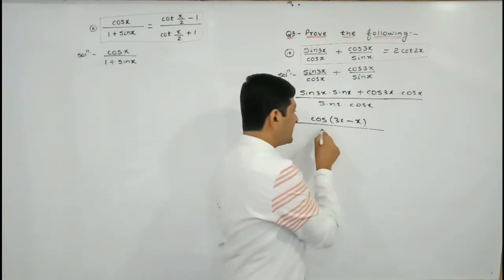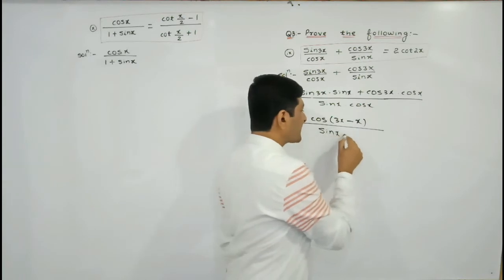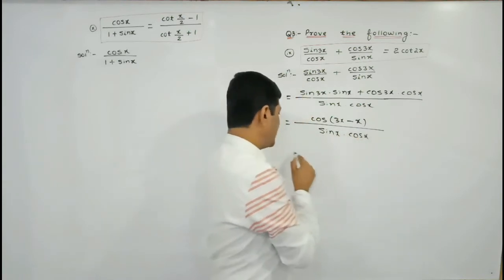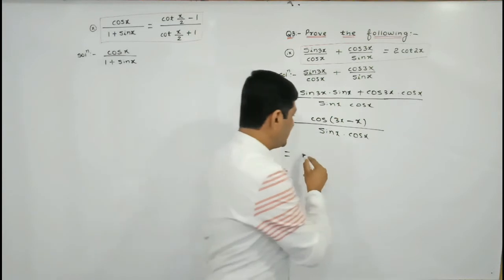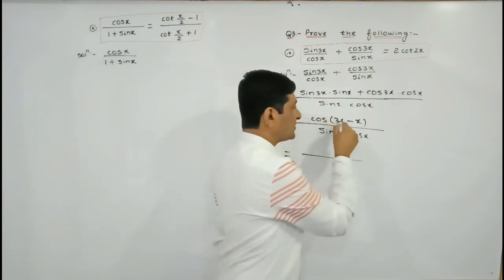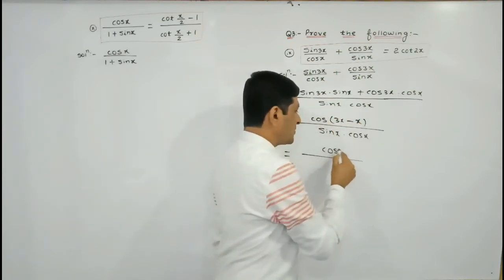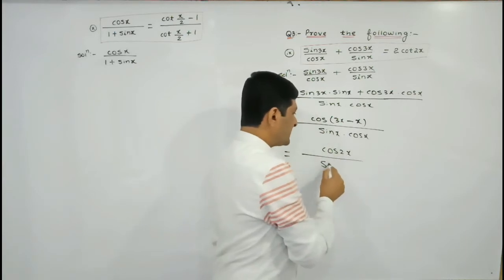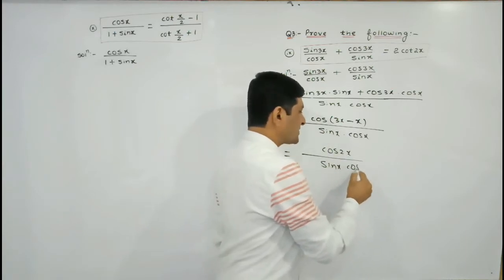And in the denominator keep this sin x into cos x as it is. So in the numerator see what we are getting, cos 3x minus x will be equal to cos 2x. In the denominator sin x into cos x, keep it as it is.